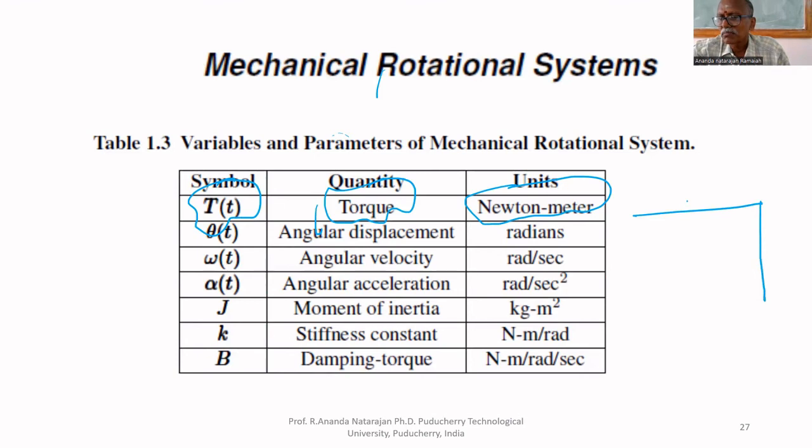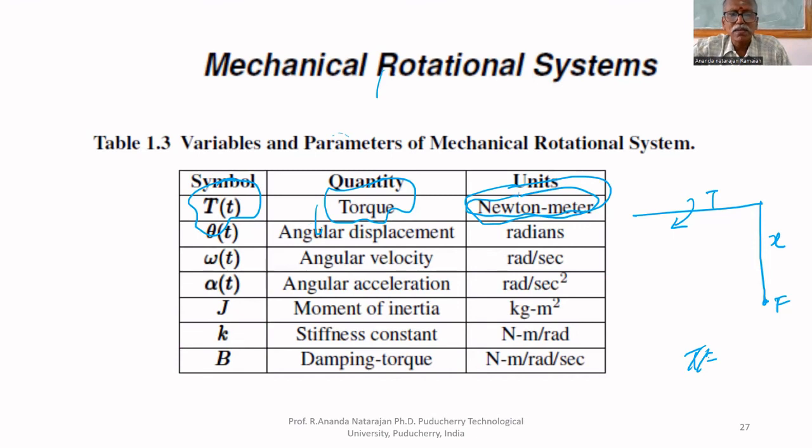Suppose this is subjected to a torque of T, meaning the force is applied at this point. Linear force F is applied here. This is the distance x. Therefore, the torque T equals Fx. That's why the unit is Newton meter.